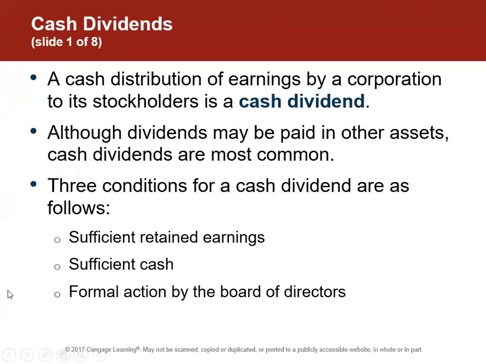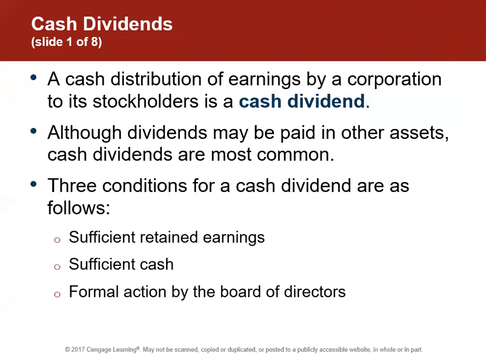So that first date, the date of declaration, the board will decide to do a cash dividend. The CEO usually, and the CFO, will make that recommendation, and the board of directors will decide on that. Basically, we have to have sufficient retained earnings. We can't go negative in our retained earnings, so we have to have enough in retained earnings to declare a dividend. That could be from several years of profits that we've built up. And then we're going to need sufficient cash.